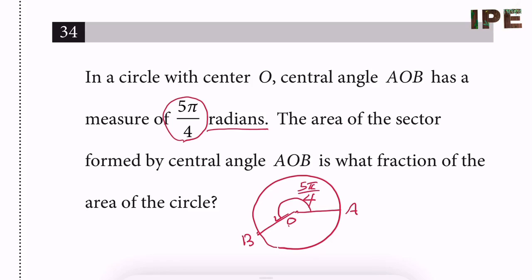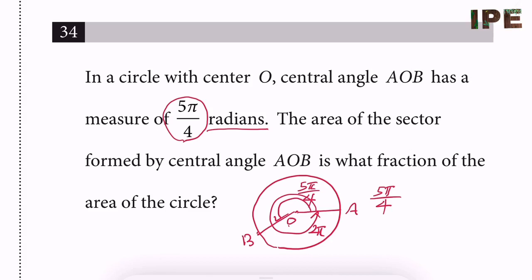If the central angle is 5 pi over 4, what fraction of the area of the circle is that sector's area? Okay, I just told you the central angle and the sector's area, and the central angle and length of arc, are always directly proportional. So this 5 pi over 4 is out of 2 pi.